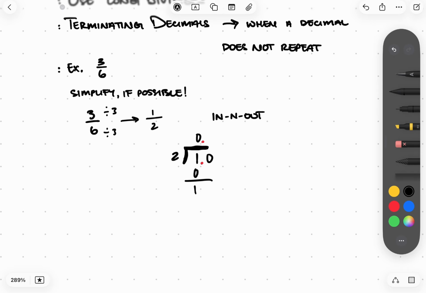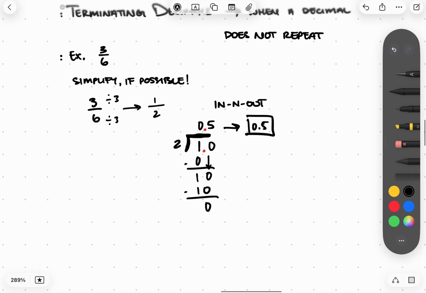Now, can 2 go into 10? Yeah, 2 can go into 10 5 times. Actually, I forgot to put that 0 down there. So 2 times 5, right, is going to be 10, and I could put the 10 there. And 10 minus 10 is going to be 0. I'm done. So my answer here is 0.5. There we go. Put a square around that. That's my answer.